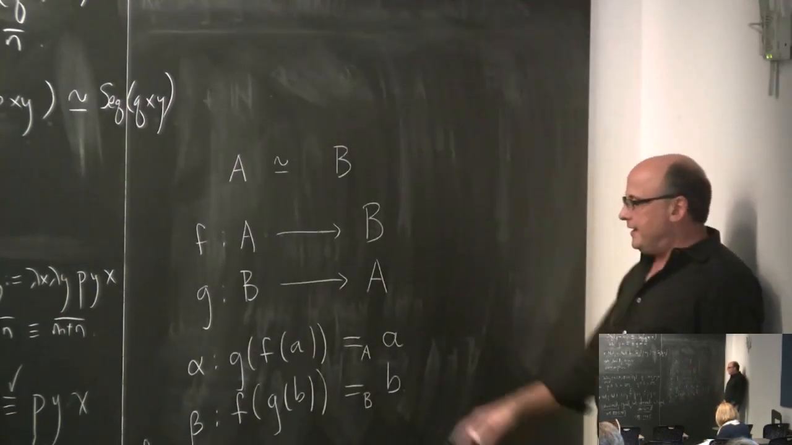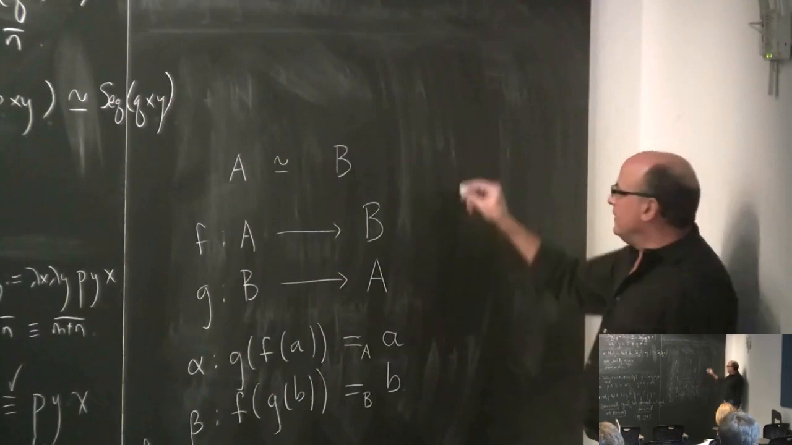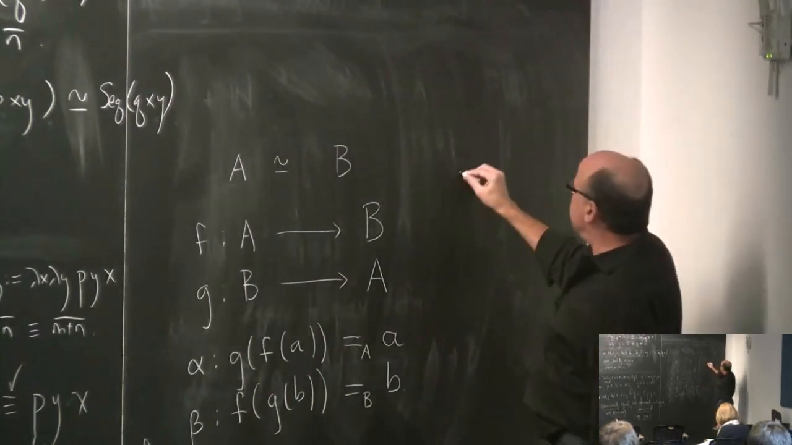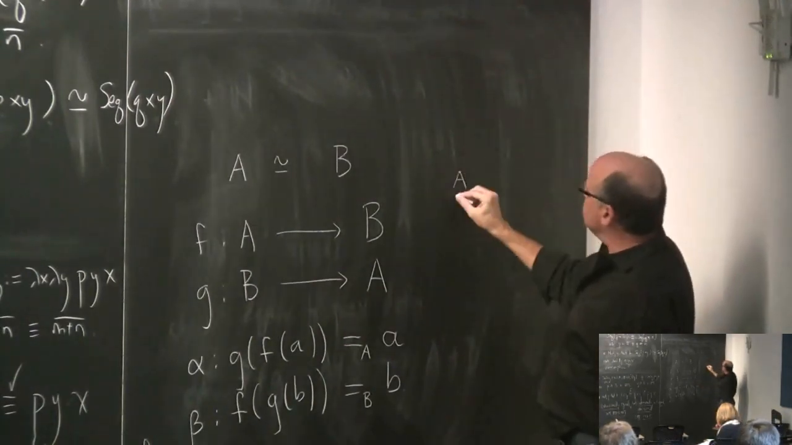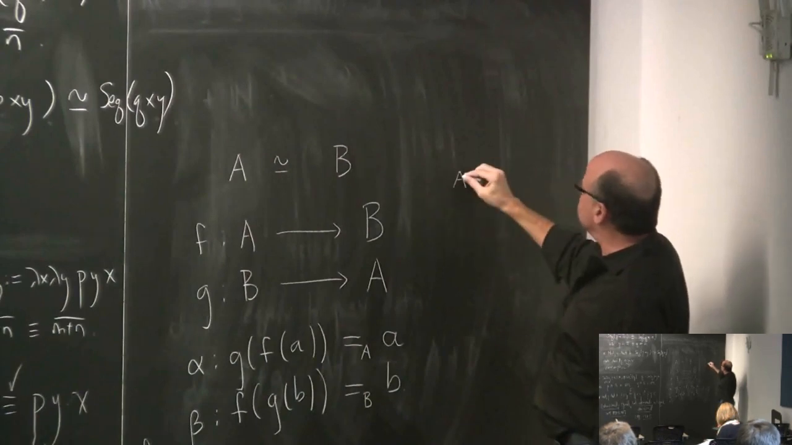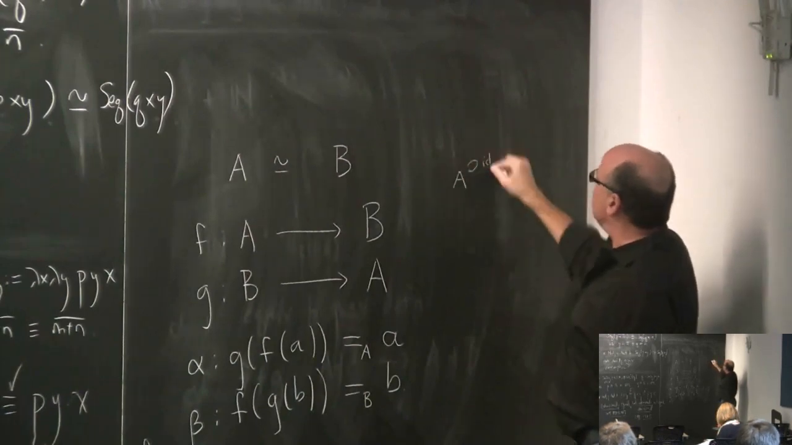So what we're having here is a picture that says, I have one way of staying at A, which is the identity. I don't do anything at all.